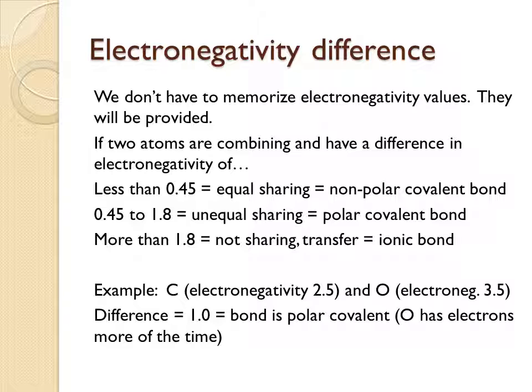And there's an example down below. Carbon has an electronegativity of 2.5, and oxygen has an electronegativity of 3.5. The difference between those 2 numbers is 1.0, and that would make it a polar covalent bond because it's between 0.45 and 1.8. And so since oxygen is more electronegative, it's really grabbing onto the electrons more of the time. The oxygen is more negatively charged, and the carbon is slightly positively charged because it's missing out on some of the electrons.